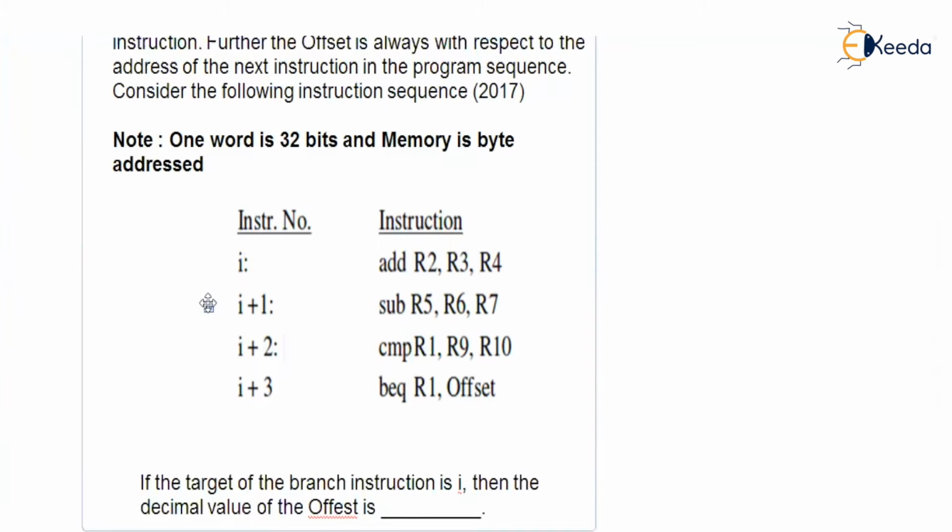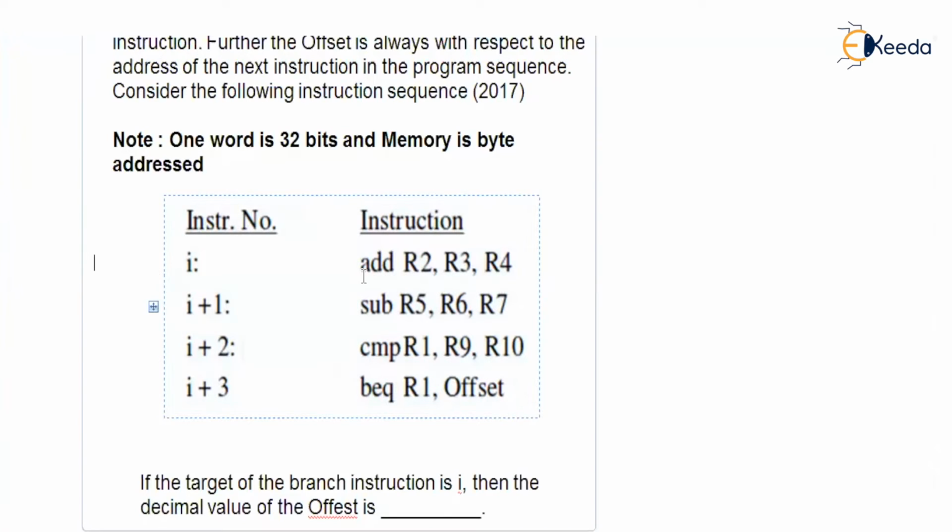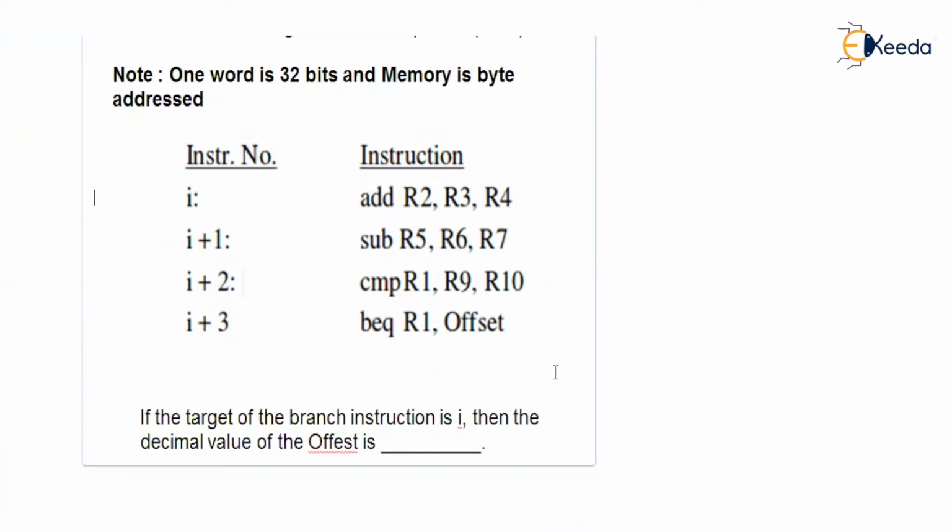Now let us have a look at these instructions. The first instruction is add R2, R3, R4. Second instruction is SUB R5, R6, R7. The third instruction is compare R1, R9, R10. And the fourth instruction is branch if equal R1, offset. Let us see what it is. If the target of the branch instruction is I, then the decimal value of the offset. We are asked about the decimal value of the offset.